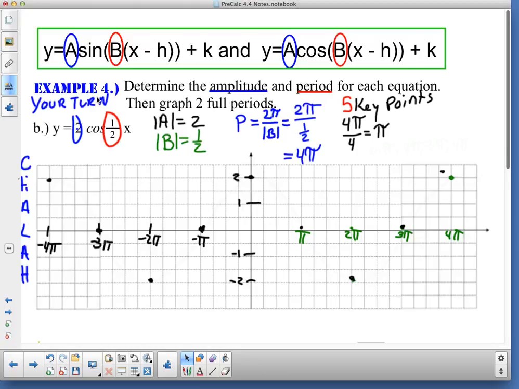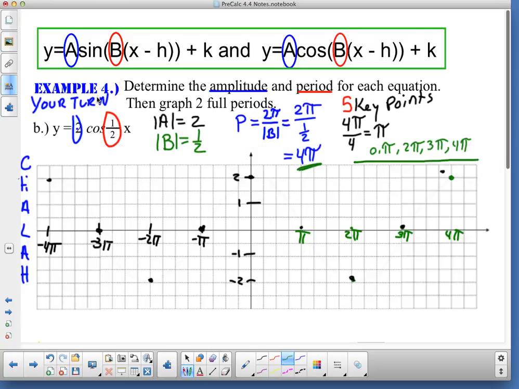Okay, so I'm going to start at 0. I don't have a shift left or right. That's what H would be, my shift. But I don't have a shift, so now I'm starting at 0, and I'm going pi, 2 pi, 3 pi, and 4 pi. You'll notice that I already broke my graph up that way, and I decided to do that completely and totally from the values that I found here and here. So I knew my period was going to be a full 4 pi, and I knew that I had to divide it by 4 to find my 5 key points. Remember, all this information that we're giving you is about graphing sine and cosine functions quickly.